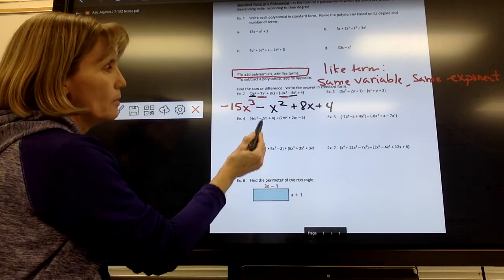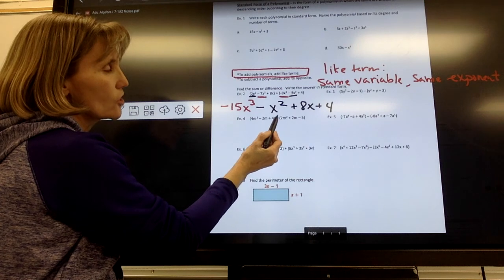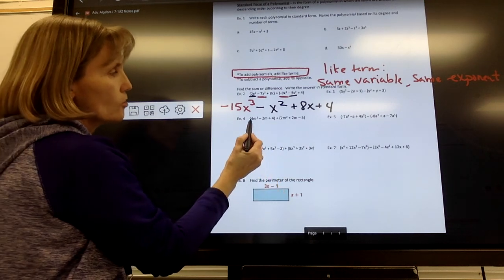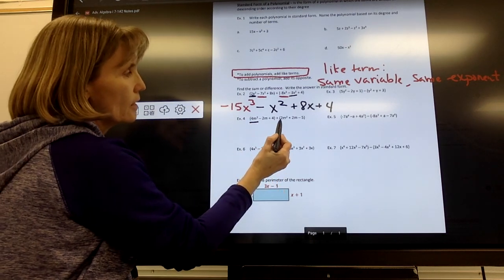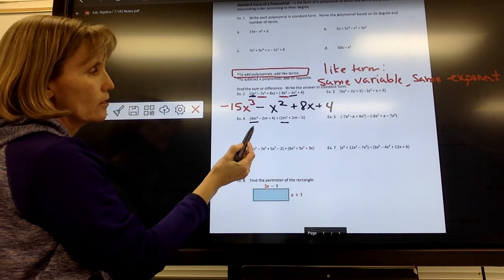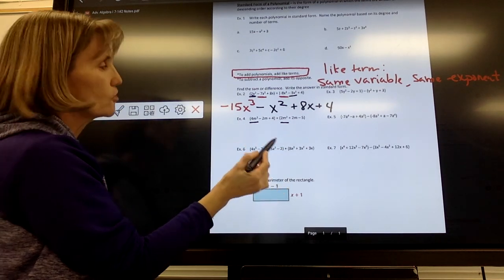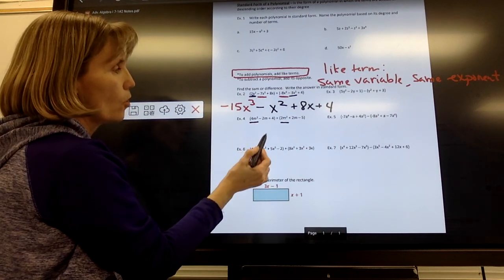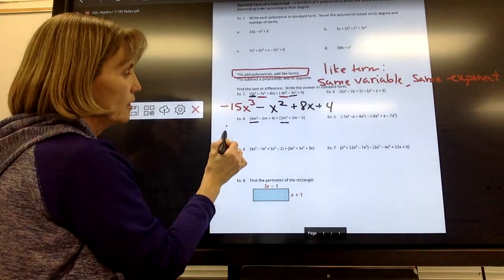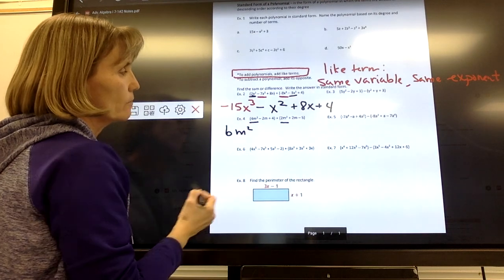Let's look at the one immediately below it. It's also another sum, so we're adding. So I find 4m to the second, and I'm going to add it to 2m to the second. Those are like terms, same variable m, same exponent of 2, so we just add their coefficients. 4 plus 2 is 6m to the second.